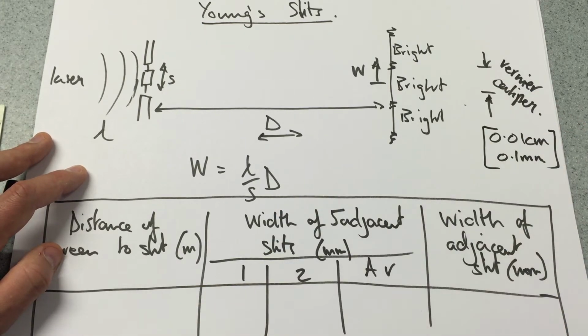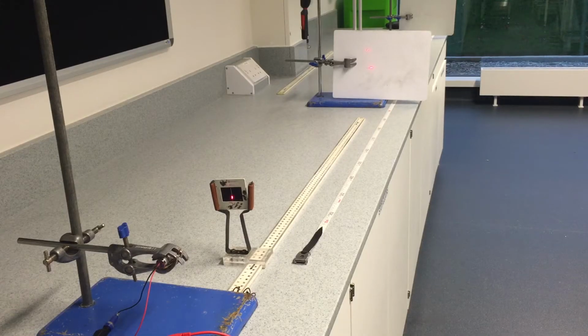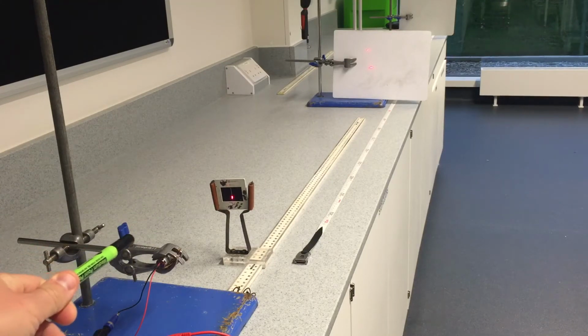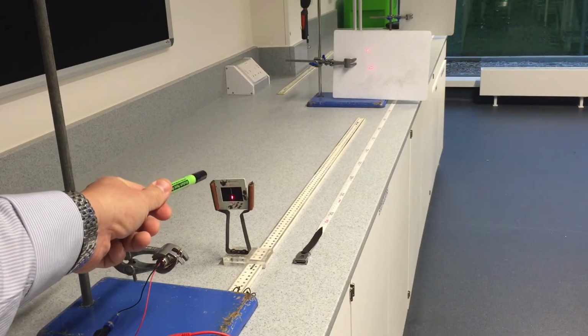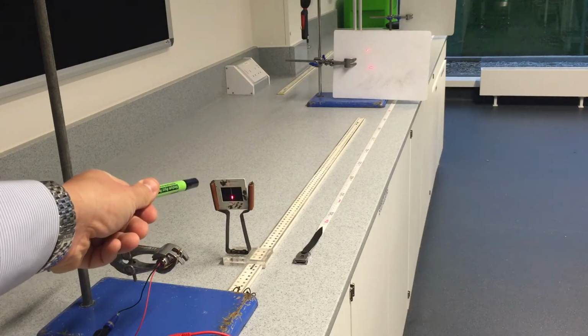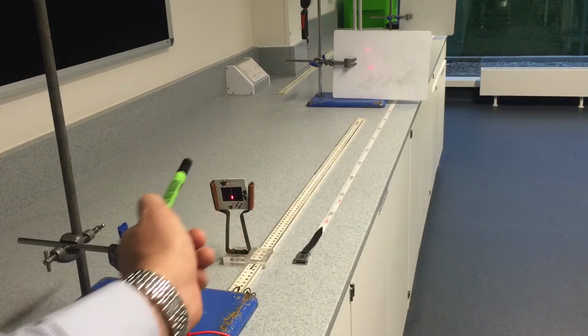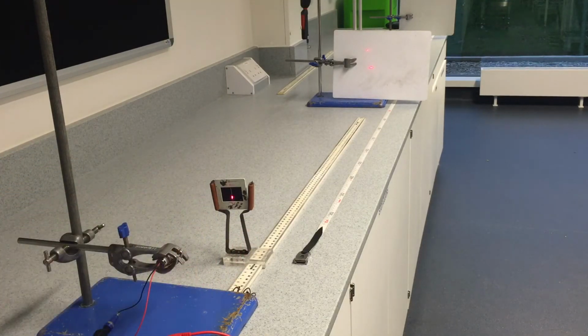Okay, let me just take you to show you the setup of this experiment. Okay, here is the setup of my experiment. What I have here is a laser that's mounted, and that laser is shining towards the double slits that I showed you earlier. You can see the little red dot sitting on the double slits, because that's showing that it's being illuminated.